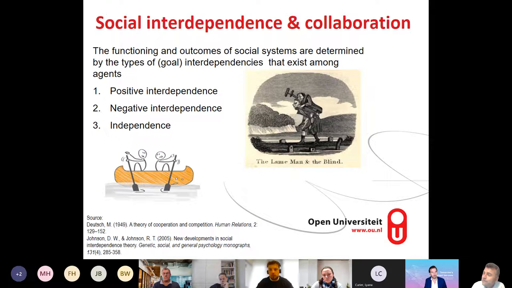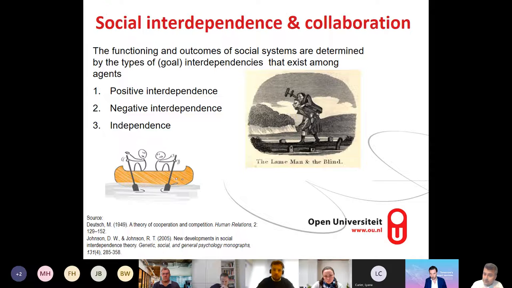And she says, in order to understand what collaboration is, you have to imagine an analogy with a lame and a blind person. So imagine a person that cannot walk and a person that cannot see, and they both want to make a trip. Now separately, neither the blind nor the lame can make it from A to B. But if they pull their resources together, if they join what they can do together as a system, they can make it from A to B.